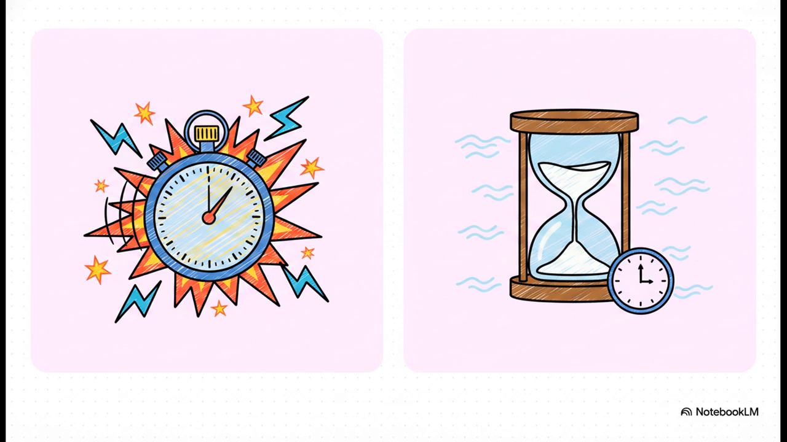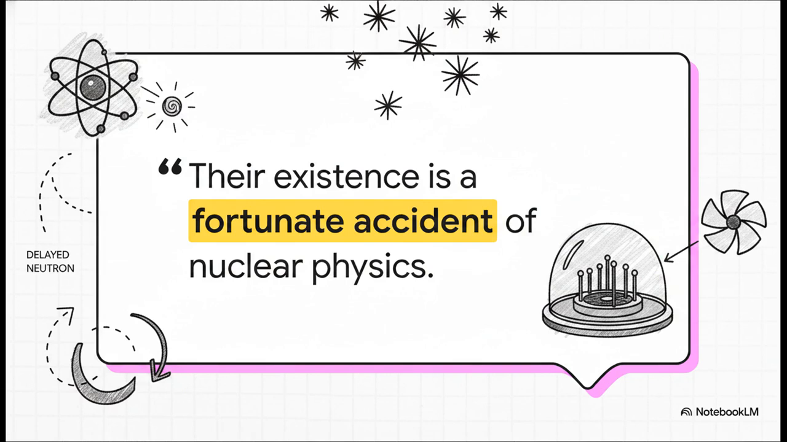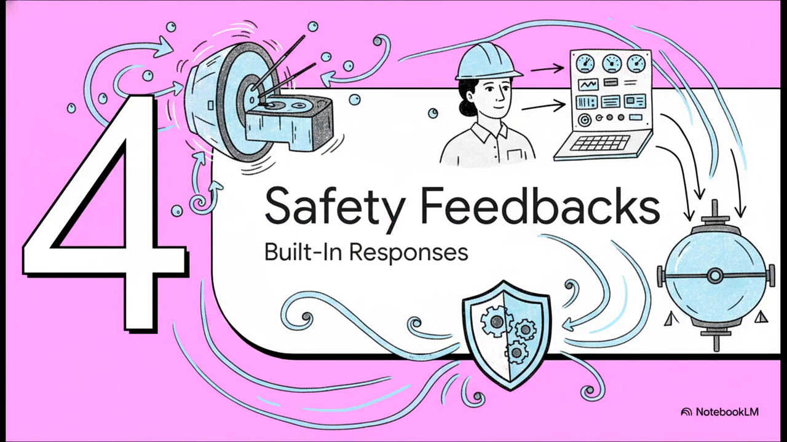That simple delay literally turns a 15-millisecond disaster into a 2.5-minute window of complete control for that exact same 10-cent reactivity insertion. As our source material points out, delayed neutrons aren't just some minor math correction in the kinetics equations. They are the fundamental physical phenomenon that makes nuclear power possible at all. Their existence is quite literally a fortunate accident of nuclear physics, upon which the entire engineering framework of reactor control is built. So let's look at Section 4, built-in safety feedbacks, how the machine responds.